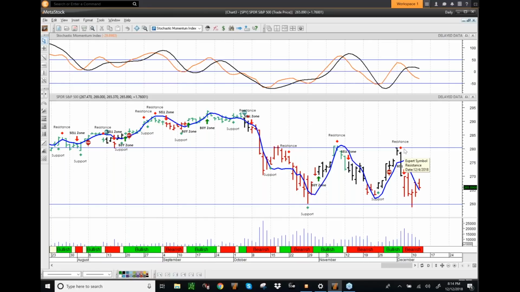This is what MetaStock and I want to stop from happening in your account. And so here's something super simple about how the stochastic works.